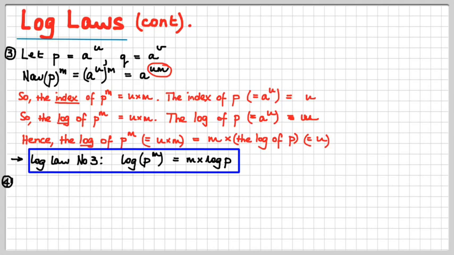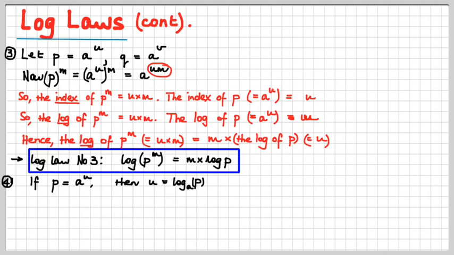Okay, log law number 4. Now this is an easy one. This is just the log of 1 equals 0. Anyway, we'll go for it. P is a to the u, and if you rewrite that in the way that I showed you at the start of this log law stuff, into the other equivalent form where the index is made the subject, you're saying that u is the log of the number p with a base a.